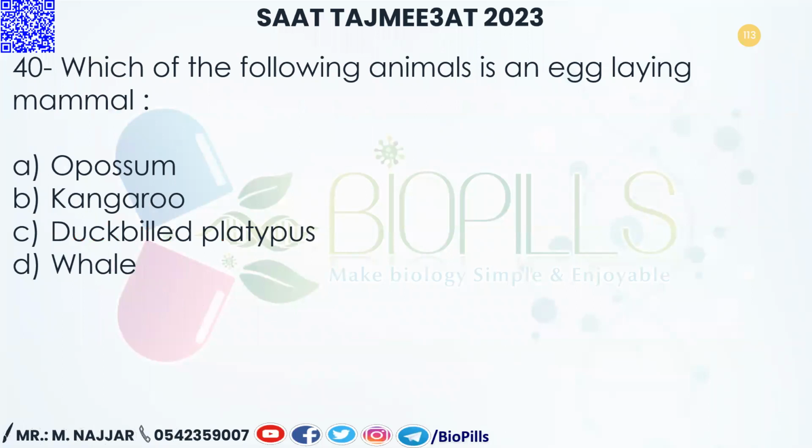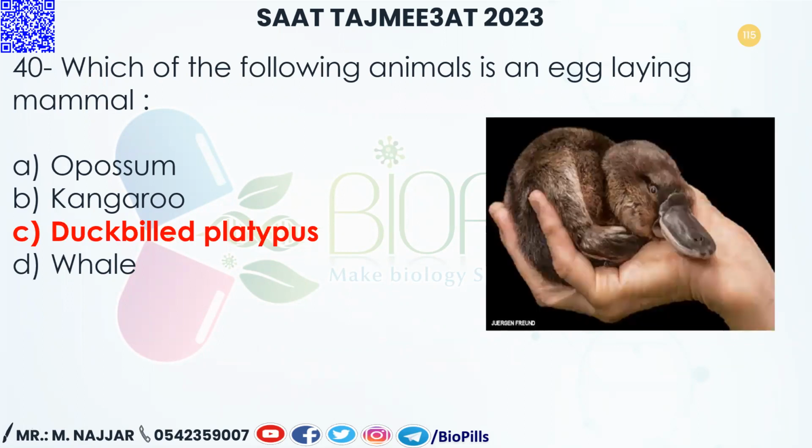Which of the following animals is an egg-laying mammal? The only egg-laying mammals are called monotremes. It came last year, monotremes, but this year they let the student choose, which is the duck-billed platypus. Actually, there are only 3 species, 2 echidnas and 1 duck-billed platypus, and all of them are found in the New World, such as Australia only. It's the duck-billed platypus.